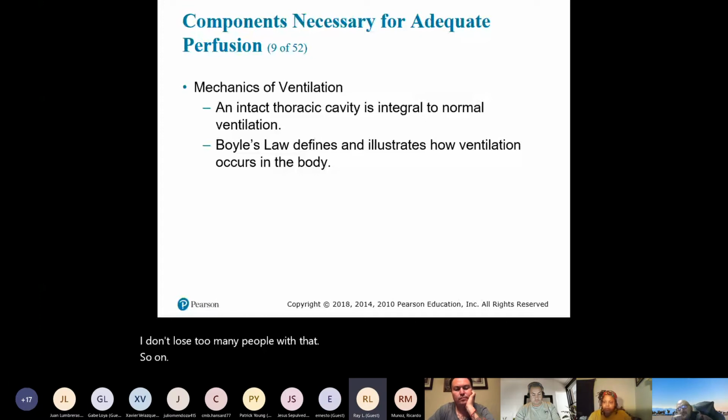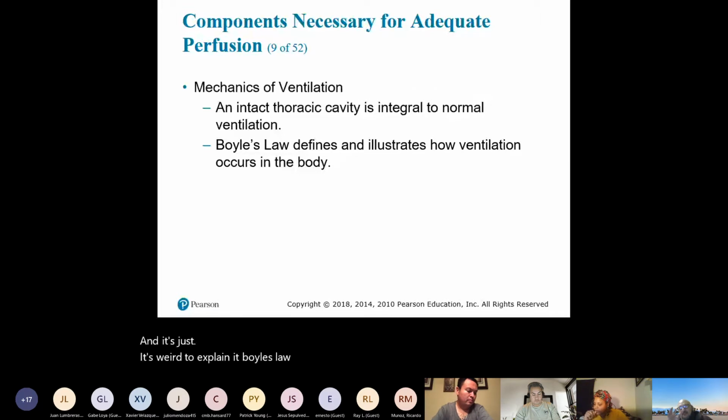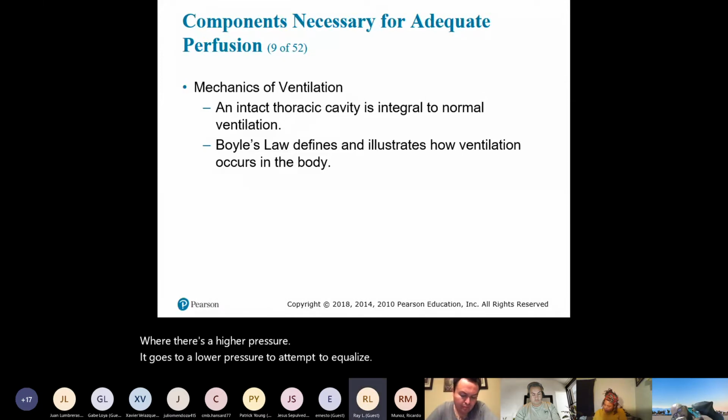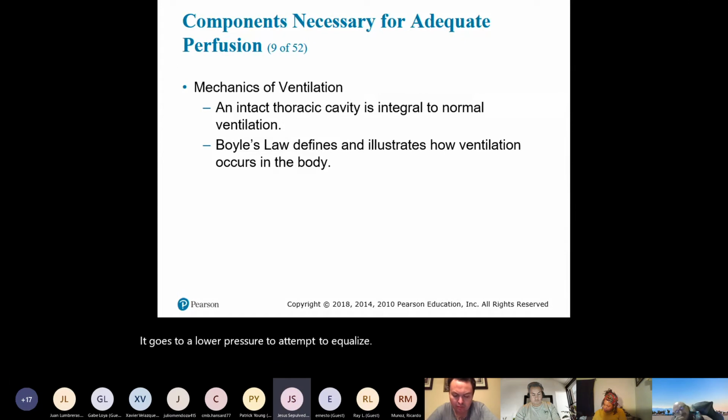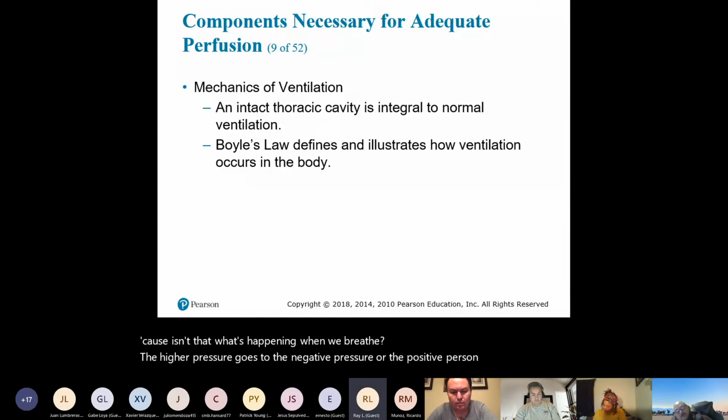So on Monday, I think it was Monday, I kind of talked about Boyle's law. It's weird to explain. Boyle's law says that the pressure of a gas is inversely proportional to the amount. The simple way to understand it as EMT students is where there's a higher pressure, it goes to a lower pressure to attempt to equalize. Because isn't that what's happening when we breathe? The higher pressure goes to the negative pressure, or the positive pressure goes to the negative, higher to lower.